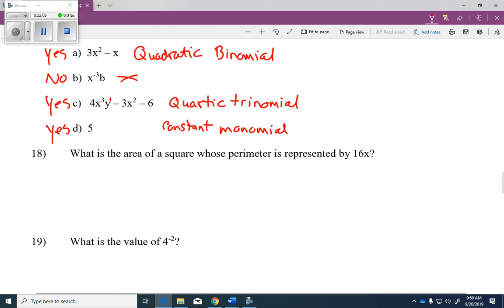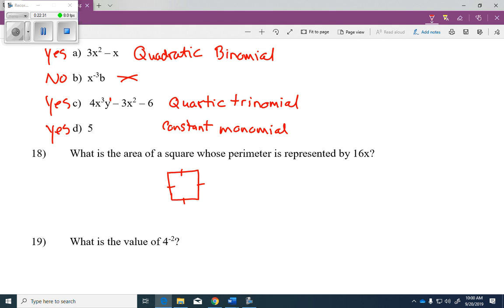Number 18, what is the area of a square? So I need to draw that. Notice I like to pause and draw before I continue reading because I've got to get things clear in my head. I have a square whose perimeter is 16x. Perimeter means I added the sides. A square has all the sides the same.